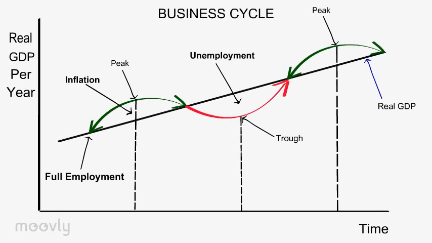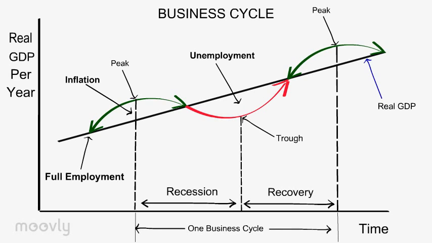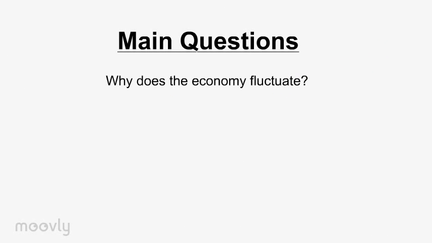Eventually, real GDP intersects with the full employment line, and everything is returned to normal for a brief period. However, the real GDP soon goes above the full employment line, and the cycle begins again. The term recession refers to the time between a peak and the next trough, and recovery refers to the time between a trough and the next peak. Together, they make up one business cycle, or the time between two peaks, two troughs, or two periods of full employment.